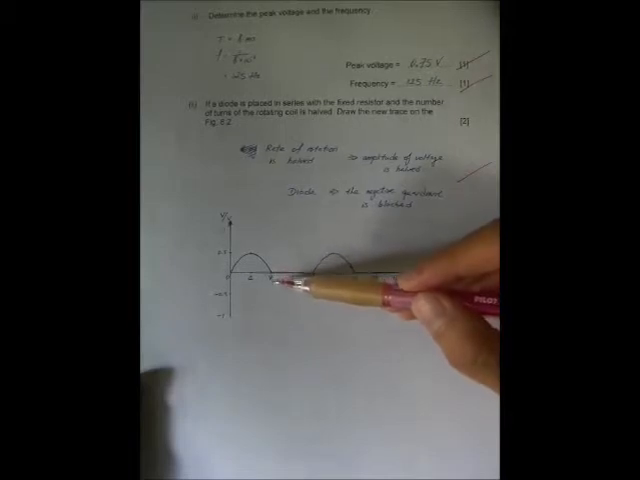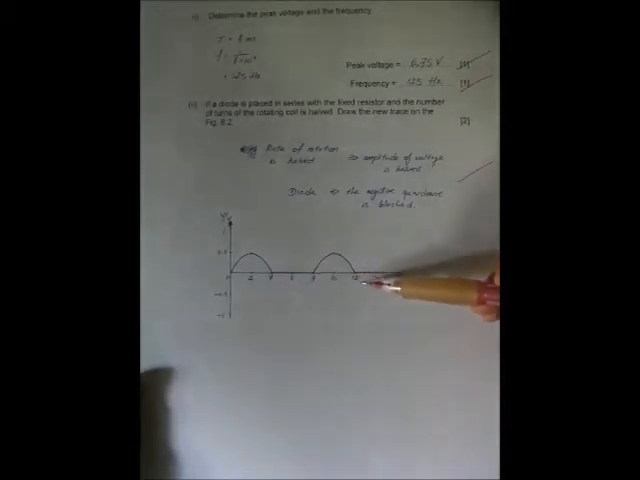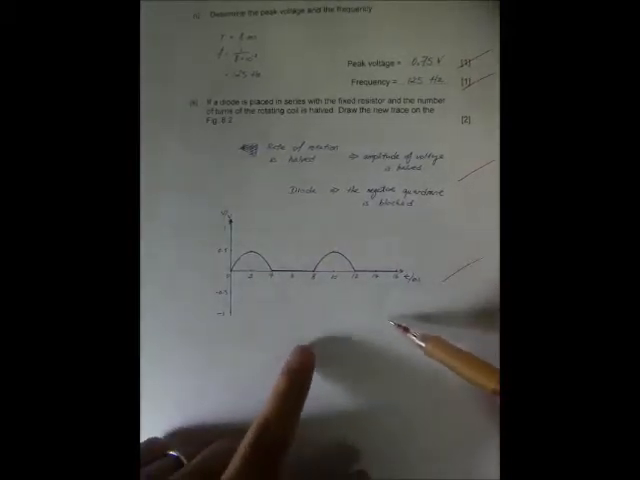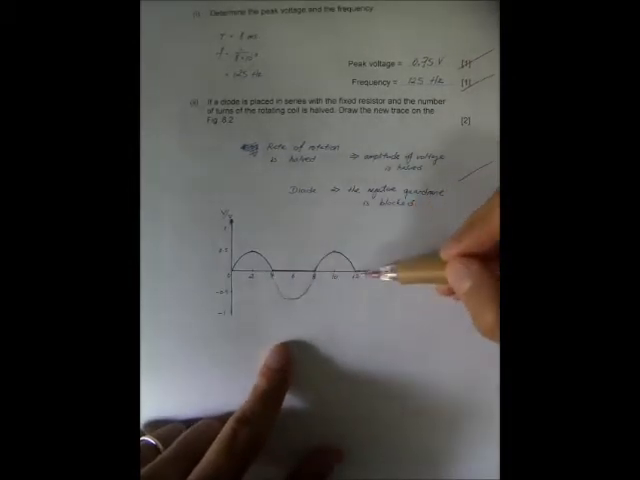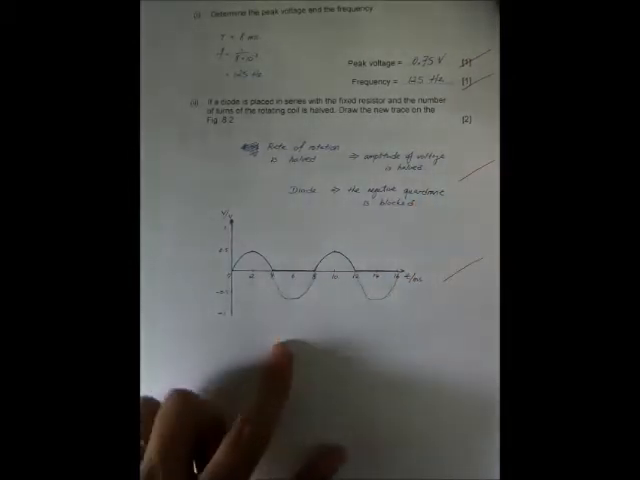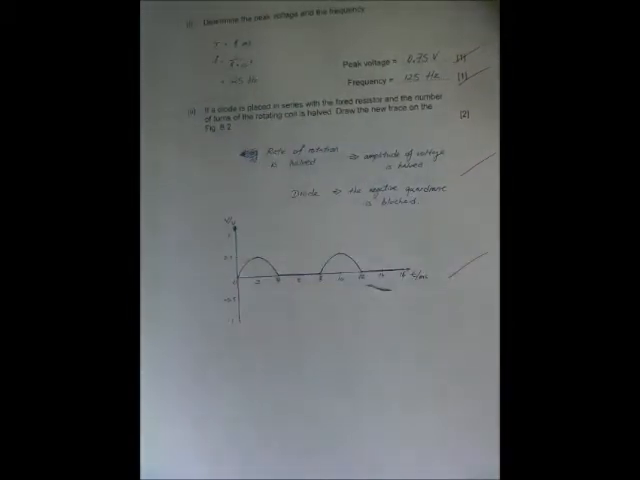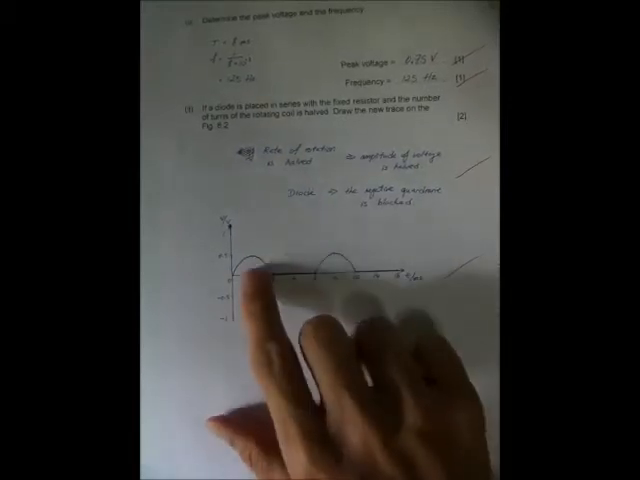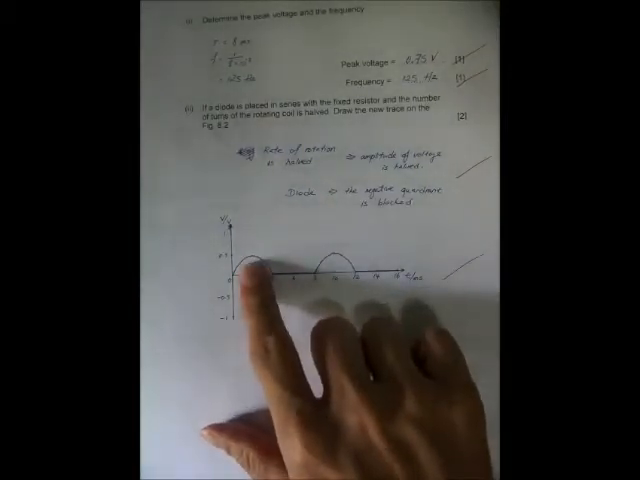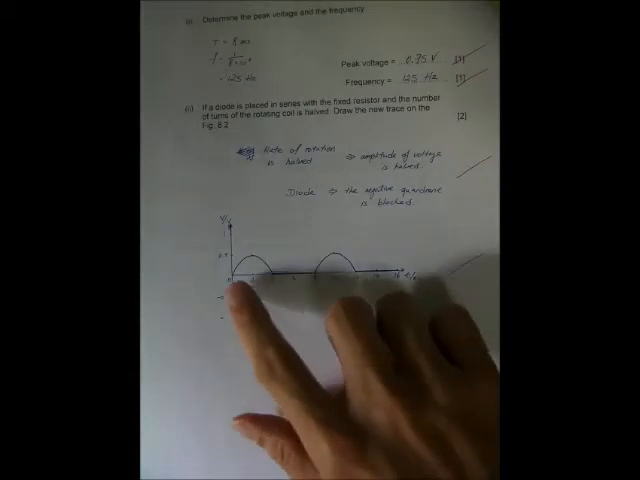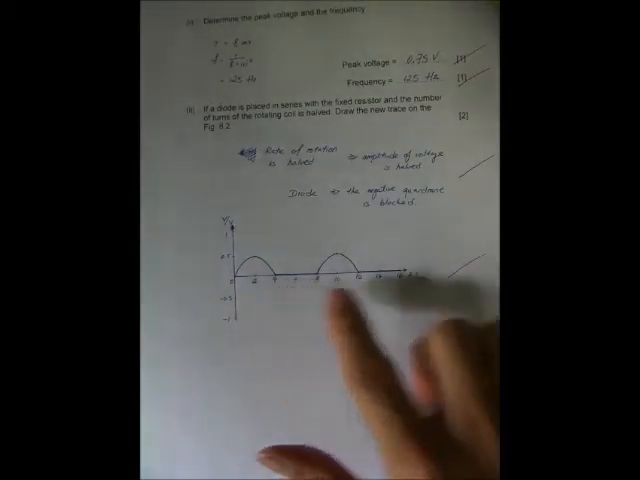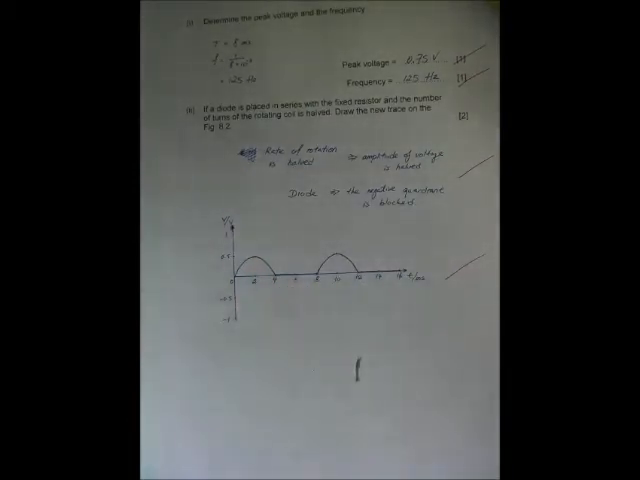normally without the diode, you will have the bottom part like this. You have your bottom part. But with the diode, basically all your negative part will become 0, and so you only have this. Please take note that your EMF amplitude needs to be halved, okay? But the frequency, the period, and all that should remain the same. So that's it for your paper 1.